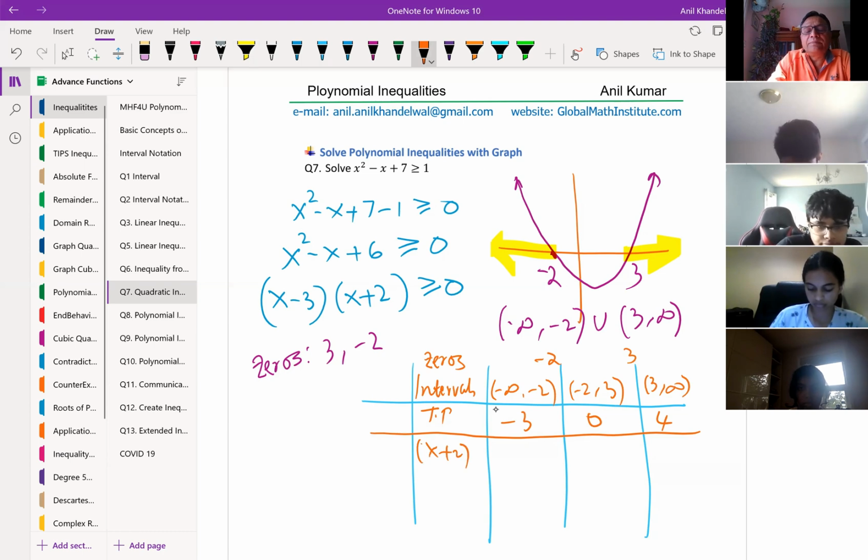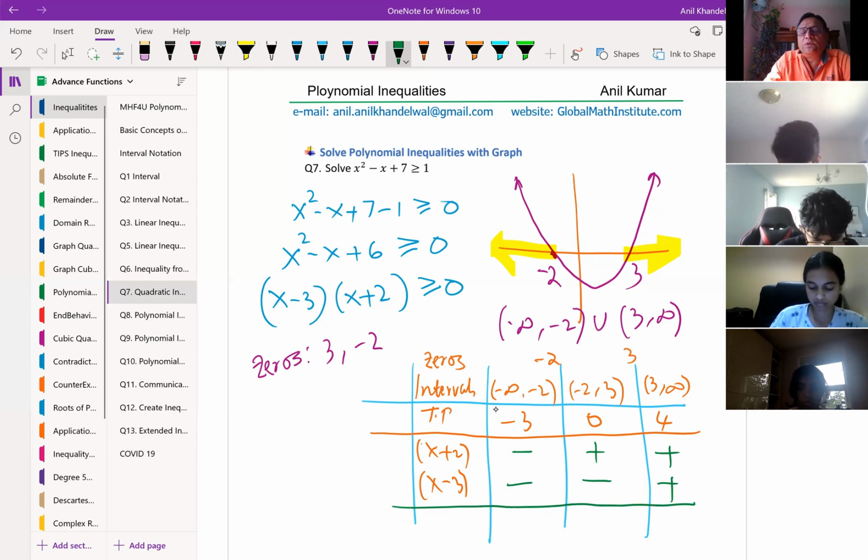That is 0 at -2 and x minus 3, 0 at 3. So in the first case, -3, if I substitute, I get negative. If I substitute 0, I get positive. For 4, again, I get positive. We have to only see the sign, not the value. In this case, -3, negative, negative, and this also is positive.